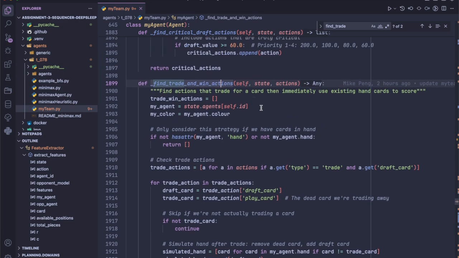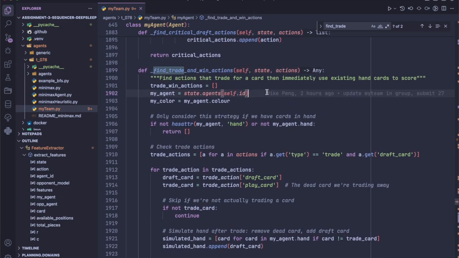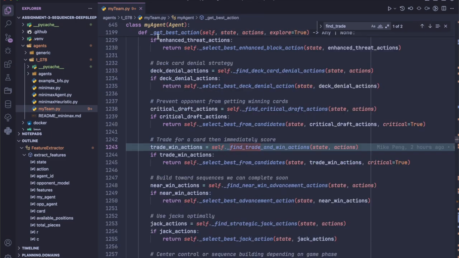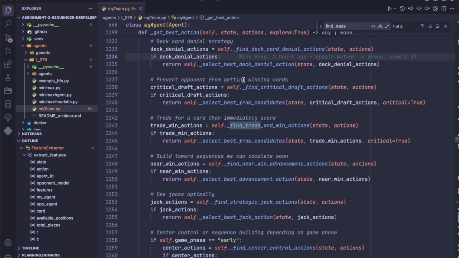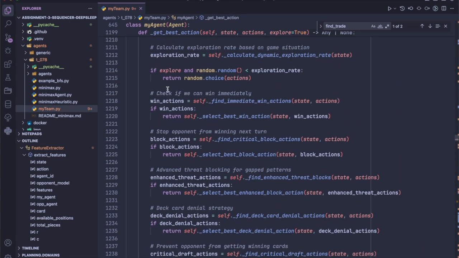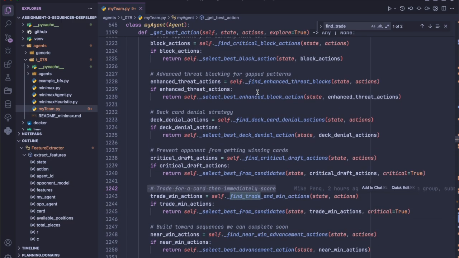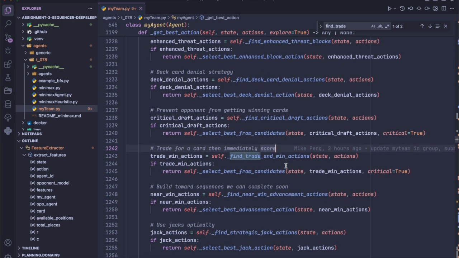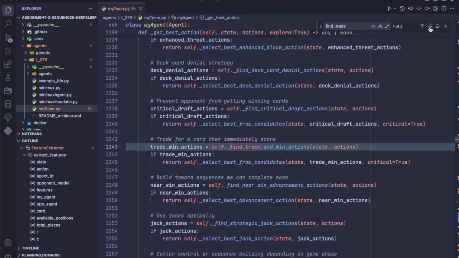This is the find trade and win action function, which specifically looks for opportunities where trading a card can immediately lead to a sequence completion. If you look up, in the get best action function, which helps me get the next best action for my agent, we can see that find trade and win action is in 6th place, and the first priority is checking if we can win immediately, so trading has quite a good priority. And let's go back.